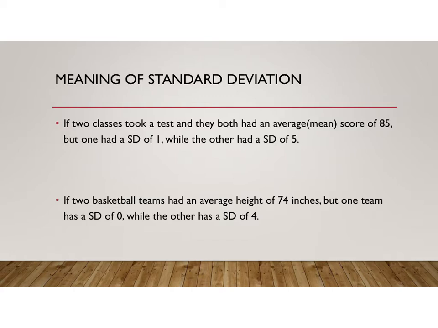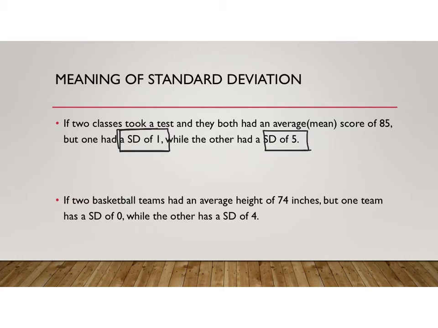So just a quick meaning of this. If two classes took a test and they both had an average or a mean score of 85, but one had a standard deviation of 1, while the other had a standard deviation of 5. What this would mean is this class that has a standard deviation of 1 doesn't have much variability. A lot of them would have scored very, very close to the mean of 85. If the standard deviation is higher, that means the scores are more variable, more spread out.